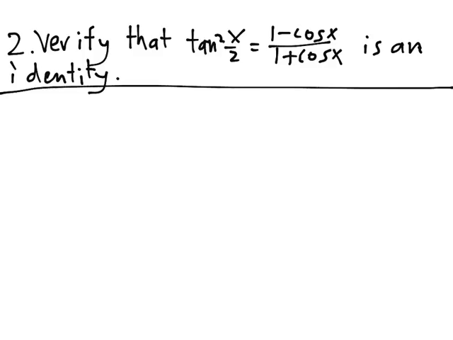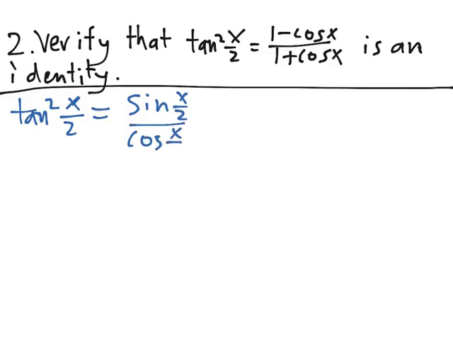Problem 2. Verify that tangent squared of x over 2 is equal to 1 minus cosine x over 1 plus cosine x. Let's start with the left side. We have tangent squared of x over 2, and let's write this in terms of sine and cosine to make it easier. This is sine of x over 2 divided by cosine of x over 2, and then squared.